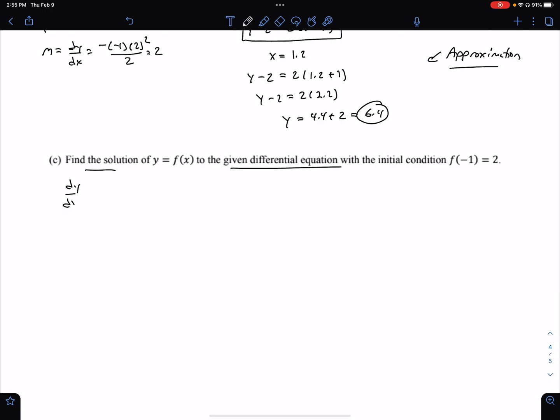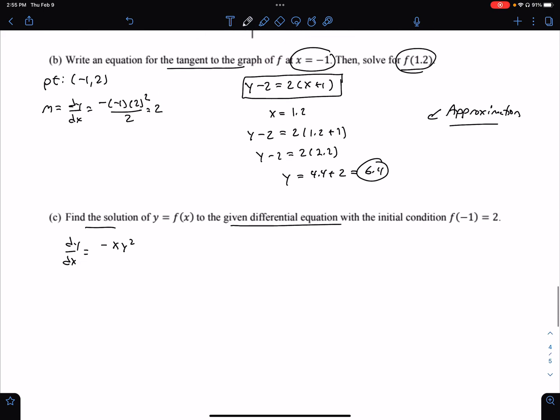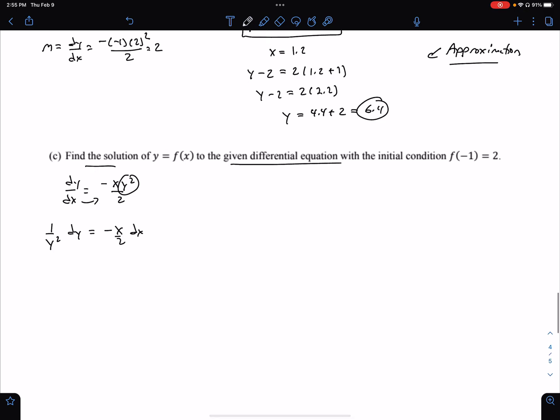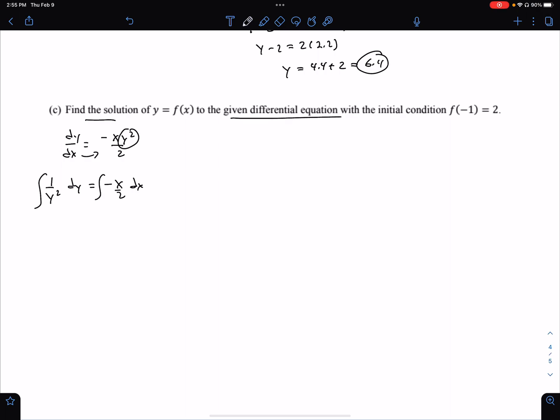We've got dy/dx equals negative x y squared over 2, and I want to separate my variables. I'm only going to bring over the y squared, and I'm going to leave all the rest over here on the right side. Only bring over the y component, and that gives me 1 over y squared dy equals negative x over 2, and I'm going to multiply by the dx. When we integrate, be very careful. This is really y to the -2 dy, and this is just negative x over 2 dx, leave that there.